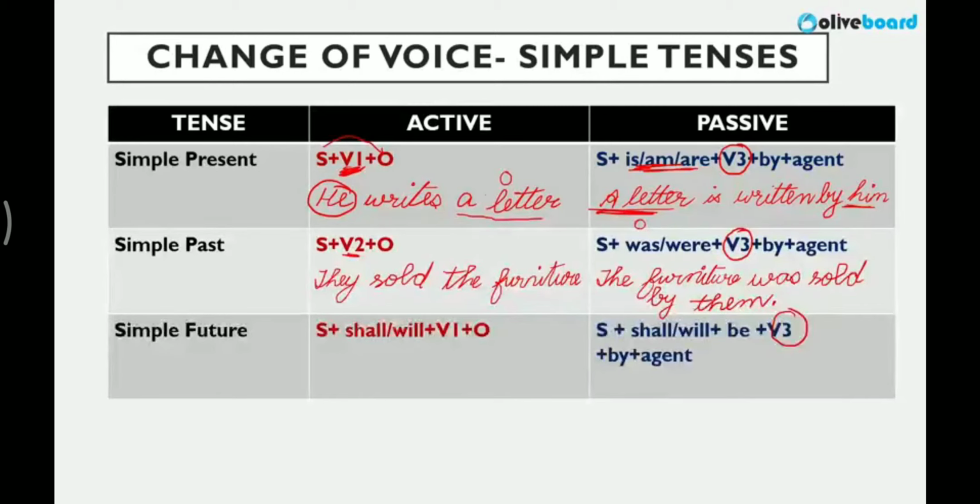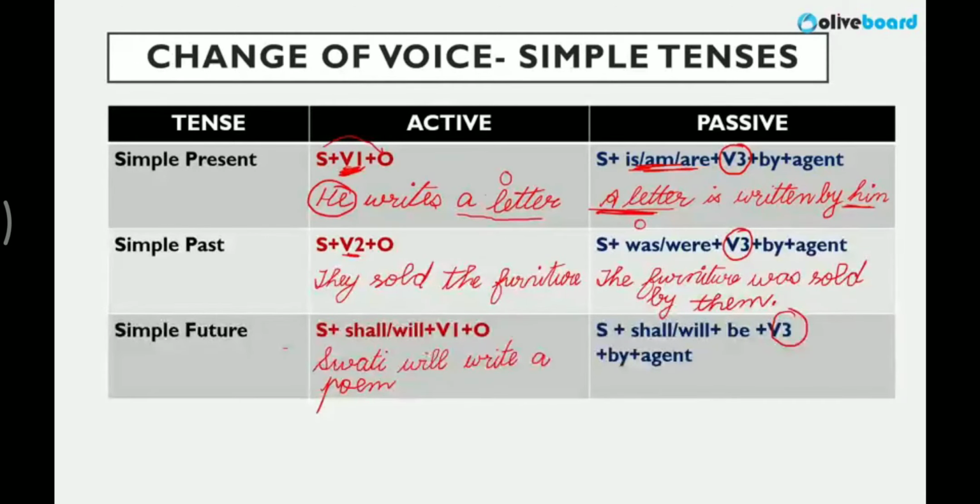Okay, let's begin. Swati will write a poem. Let us change it into passive voice. This is simple future. Will and first form, you all know. In tense we have learned that this is simple future. Now we have to change it into passive voice.